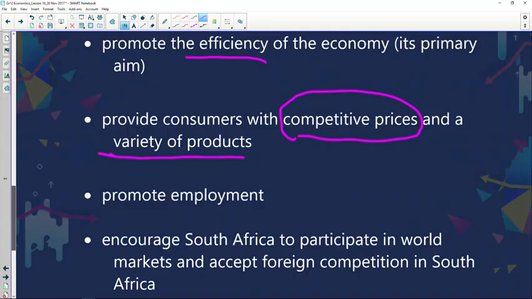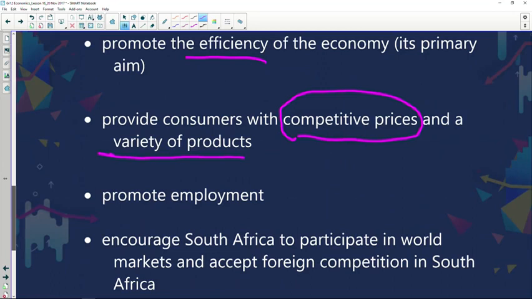So competitive pricing and a variety of goods is important in this aspect, so that we are not limited to a particular choice of goods, but our choice is wide enough that we can have access to the consumer goods that we wish to purchase. So the Act plays an important role in ensuring that competitive pricing does actually take place, and that consumers are offered a variety of products.